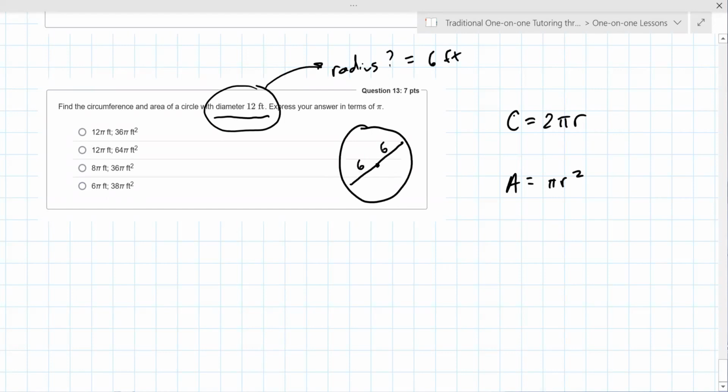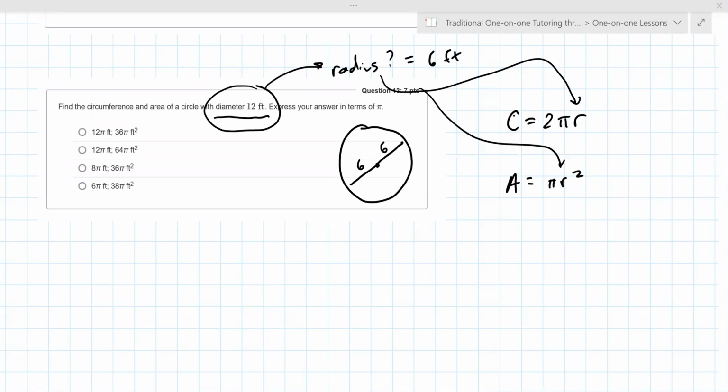So 6 and 6, that makes up the 12. And because your formula really uses radius, not diameter. Okay, so see if you can come up with the correct answer there for me, please. For circumference, it is 12 pi. And for area, I get 36 pi. So which is the correct answer? Letter A.